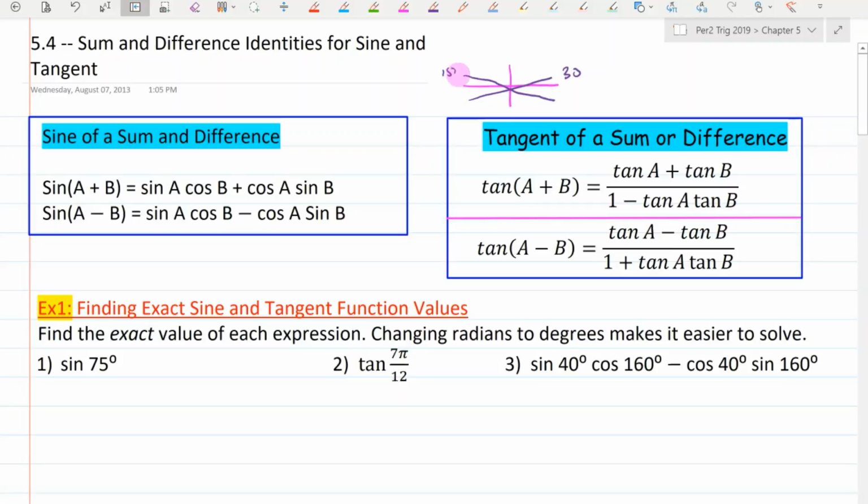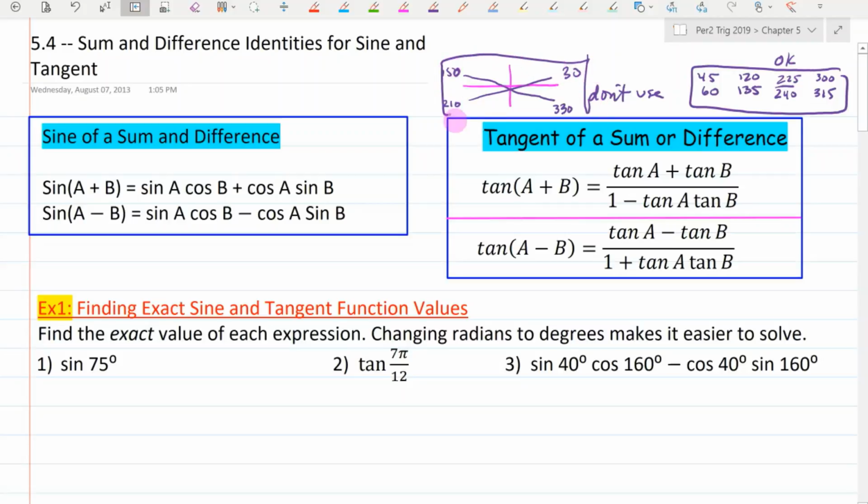So 30, 150, 210, and 330. Don't use these. Instead, we want to use 45 and 60 in the first quadrant. Second quadrant, 120 and 135. Third quadrant, 225 and 240. And in the fourth quadrant, 300 and 315. So these ones are okay.